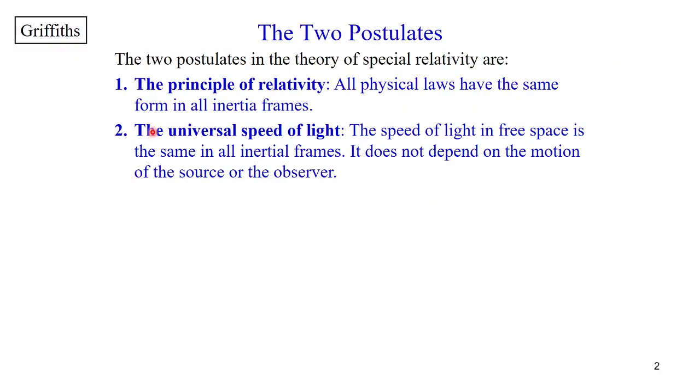Remember, we have different viewpoints for these two postulates. Different textbooks have different descriptions. For example, Griffiths said the principle of relativity: all physical laws have the same form in all inertial frames. And the second postulate, he said, is the universal speed of light.